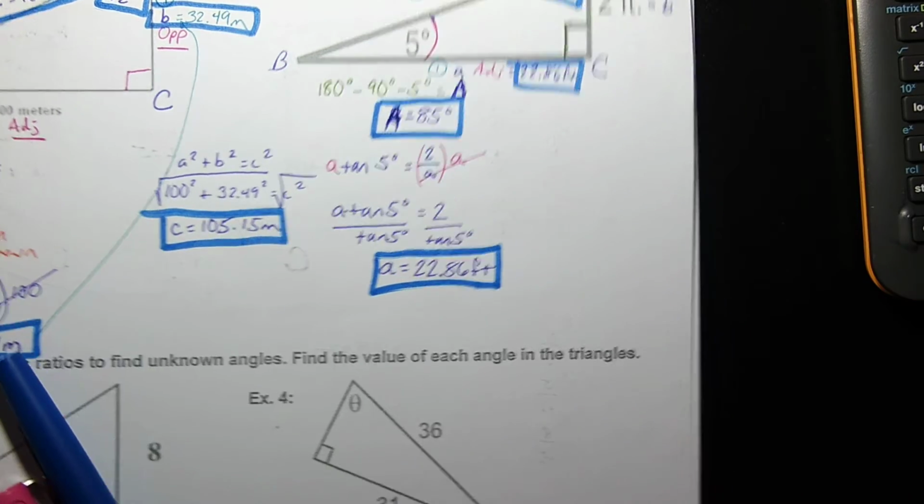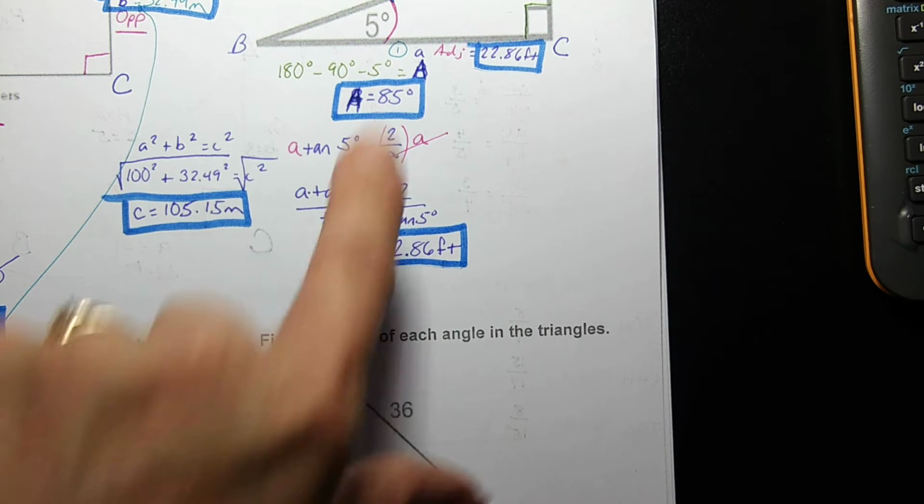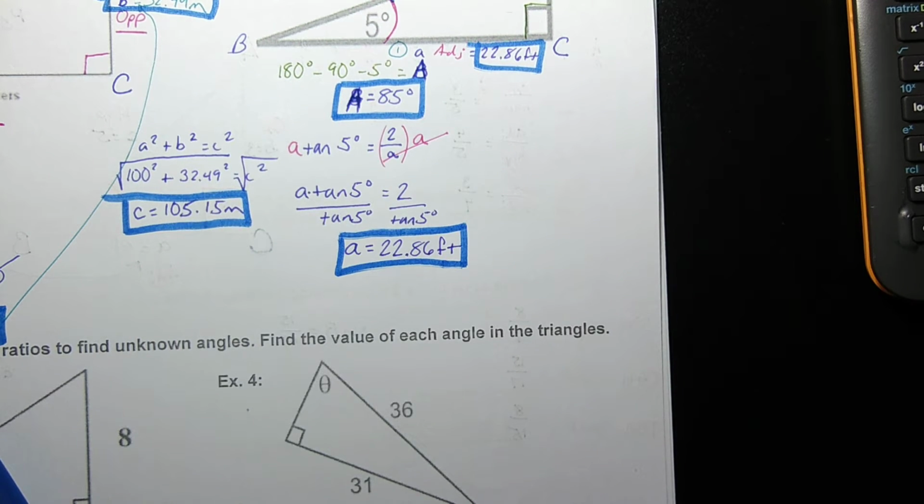All right, folks, so the last thing that we need to do is solve for side C. Use the Pythagorean theorem and round to 2 decimal places. I'm going to turn you loose on this one.